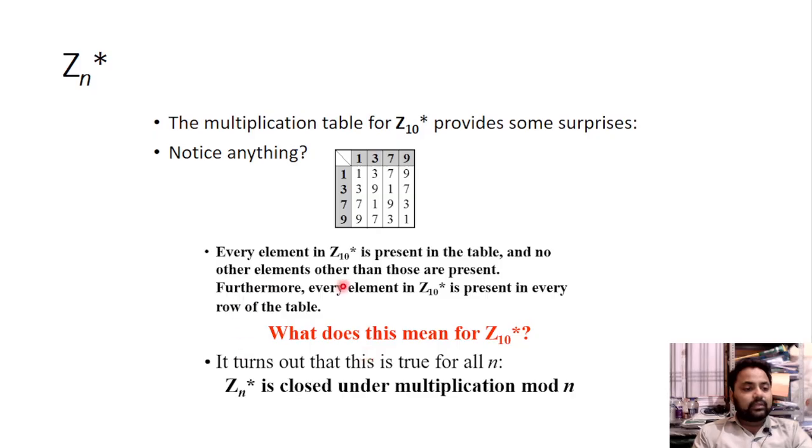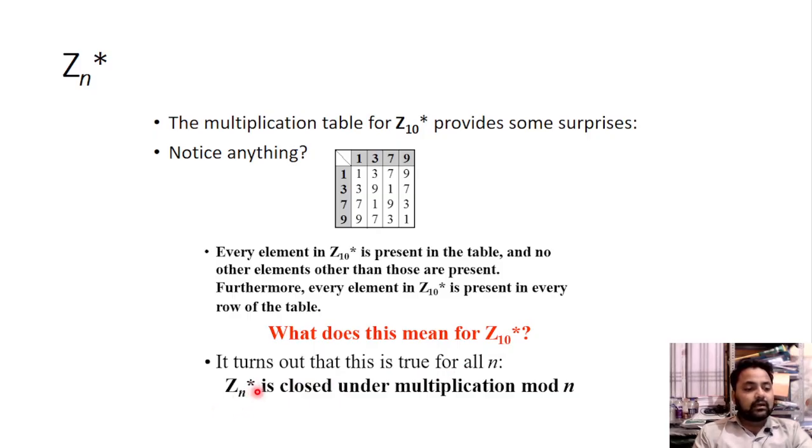Every element in Z10 star is present in the table and no other elements other than those are present. Furthermore, every element in Z10 star is present in every row of the table. And now we are just noting what the meaning of Z10 star is. It turns out that this is true for all n.